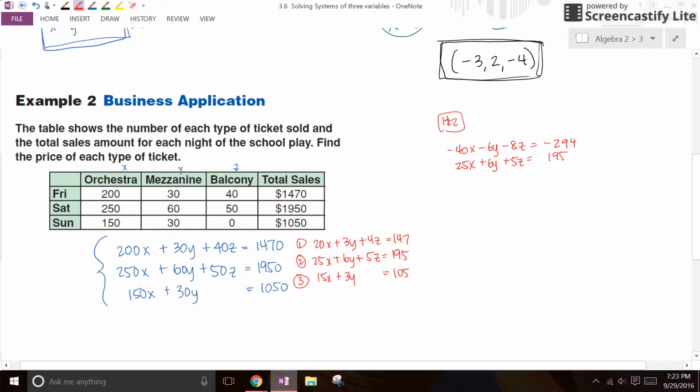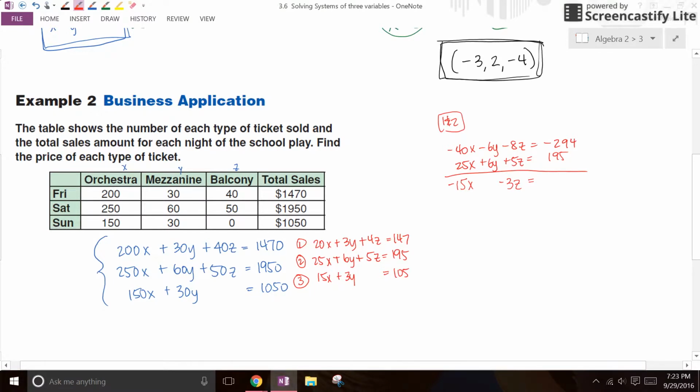All right, seamless transition there. And as I combined this down now, it looks like I'm going to have -15x minus 3z equals, that's almost 100 there.